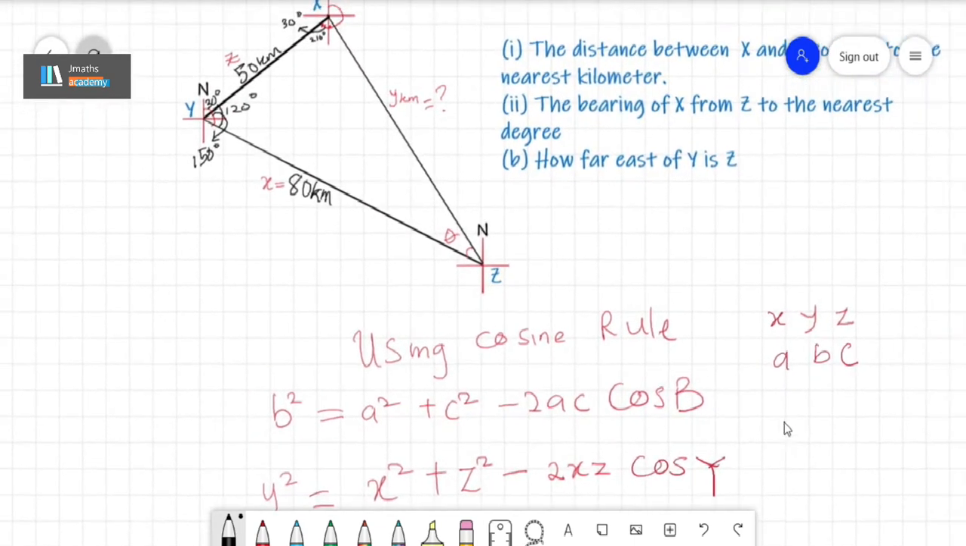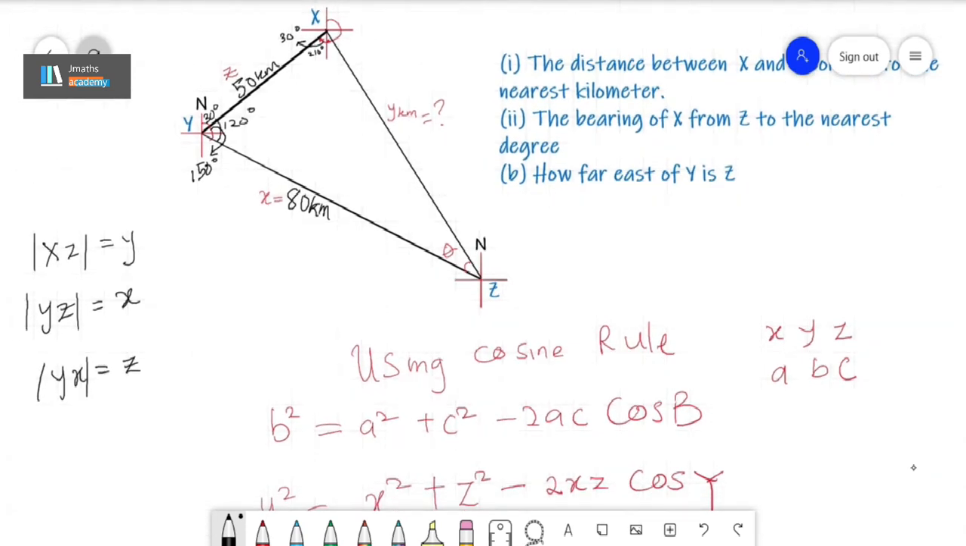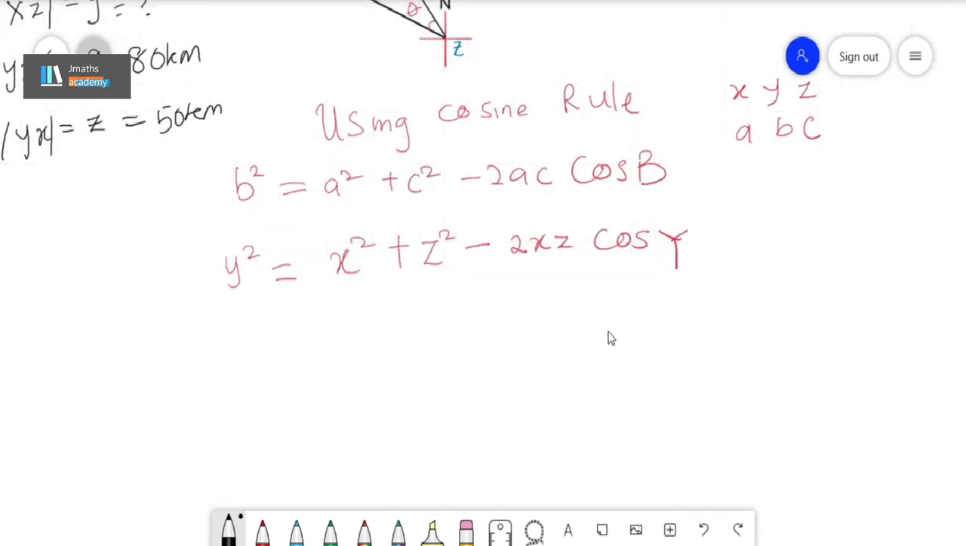Now back to our diagram. We have XZ to be equal to y, and we have YZ to be equal to x, and we have YX to be equal to small letter z. So substitute this in our equation, and we know our x to be 80 kilometers, and we know our z to be 50 kilometers, and we are looking for y. So now let's substitute this into our equation.